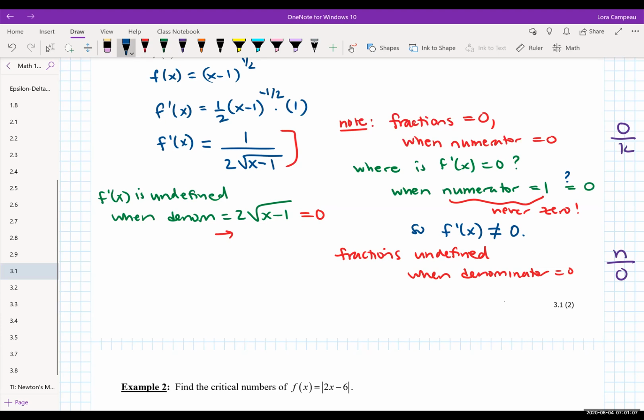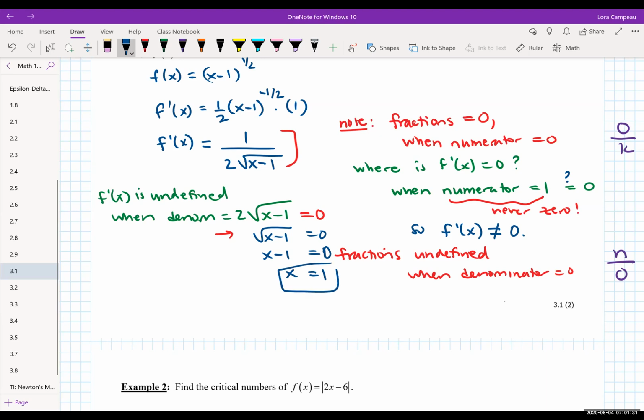The 2 will divide out, so we get square root of x minus 1 equals 0. We square both sides, we get x minus 1 equals 0. Sorry about that. Add 1 to both sides, we get x equals 1. So what happens? We actually found our critical number.